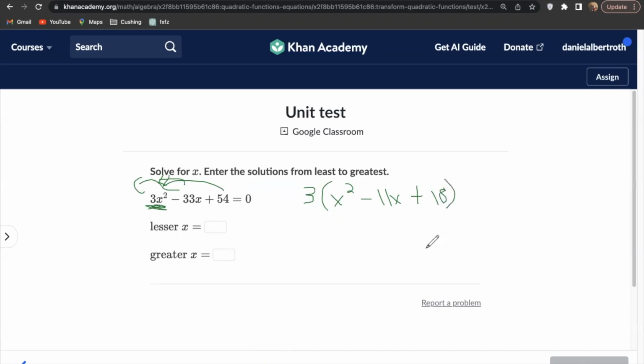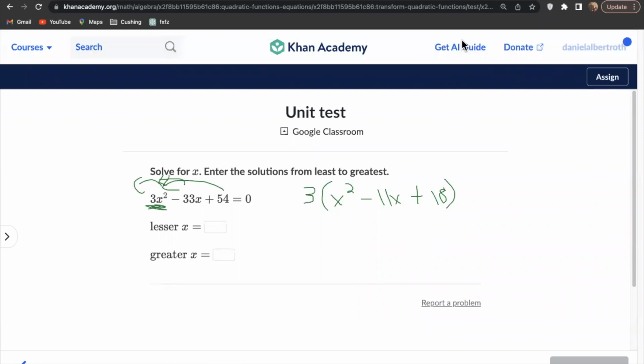So this makes the quadratic much easier to factor, because now what I can look for is I need to find 2 numbers that multiply to positive 18. So the numbers need to multiply to 18 and add to negative 11. This is the tricky part, figuring out what those 2 numbers are, that multiply to positive 18 and add to negative 11.